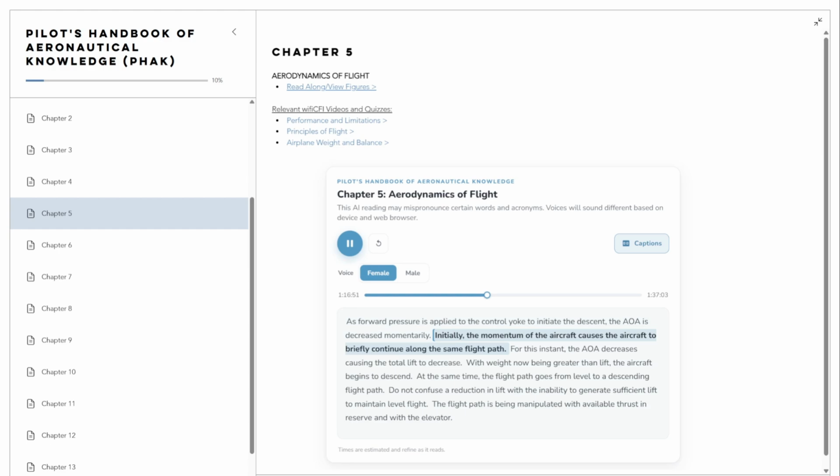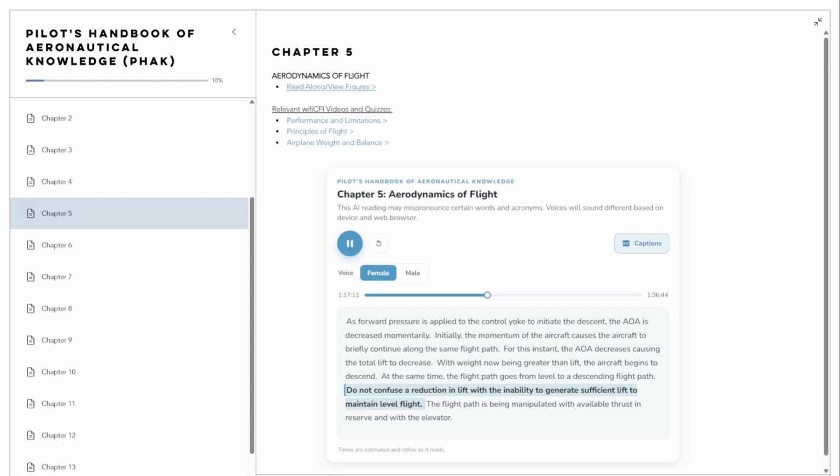Initially, the momentum of the aircraft causes the aircraft to briefly continue along the same flight path. For this instant, the AOA decreases, causing the total lift to decrease. With weight now being greater than lift, the aircraft begins to descend. At the same time, the flight path goes from level to a descending flight path.